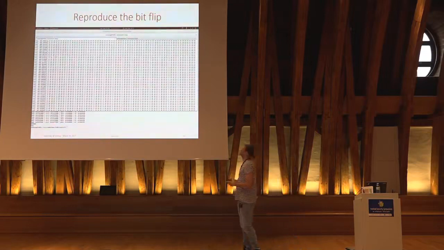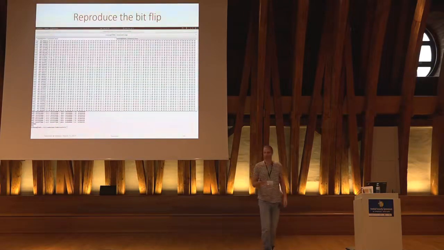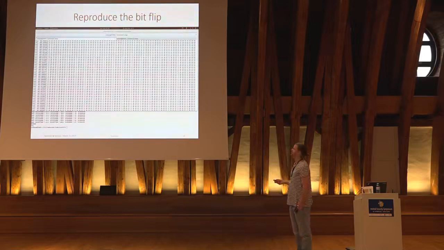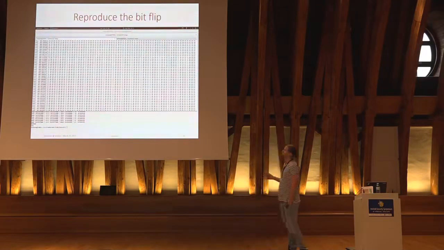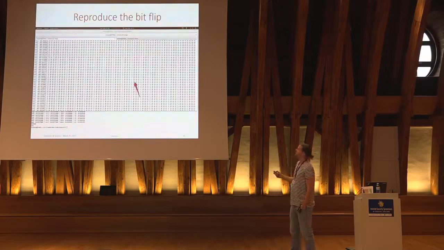How does it look when we reproduce a bit flip? People have been asking me, so I figured it would be nice to show you an example. I was lazy enough to not write for loops and checks for this, so I've been working a lot on just trying to find where the bit flip is, and it's there.